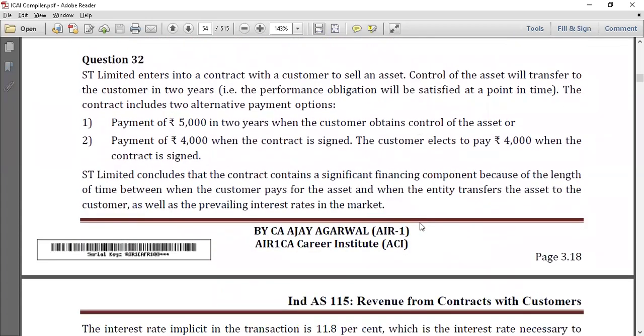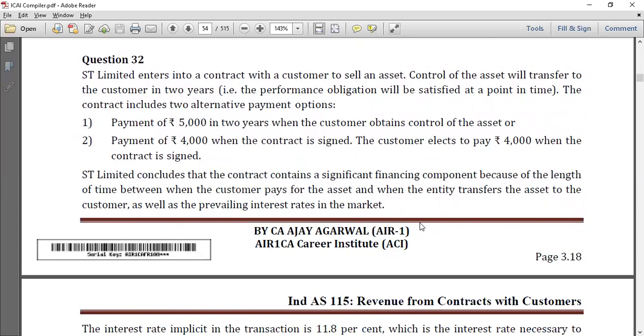Now the 32nd question. The 32nd question is ST Limited. ST Limited is entering into a contract with a customer again. Here control will be transferred in 2 years, at a point in time. In the previous question, the control is transferred when the contract is signed, but here, after 2 years it will be transferred.